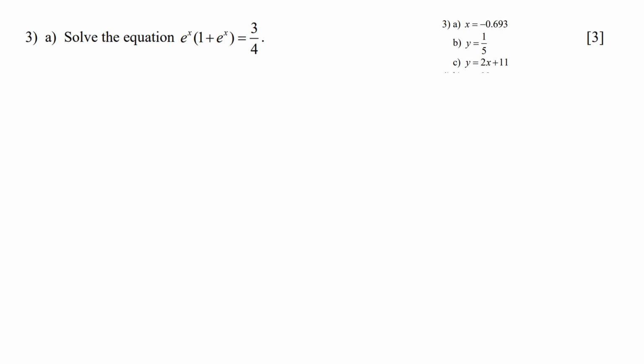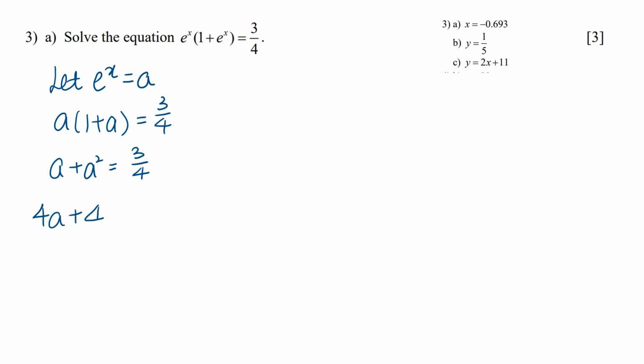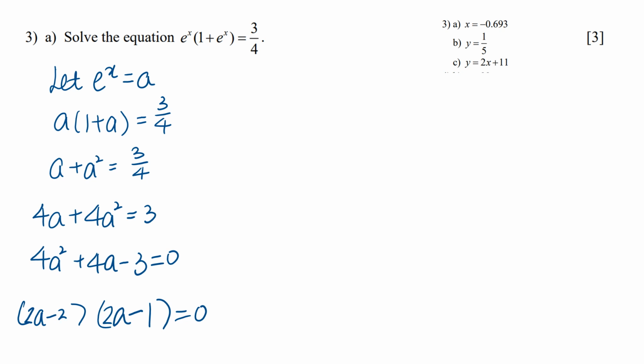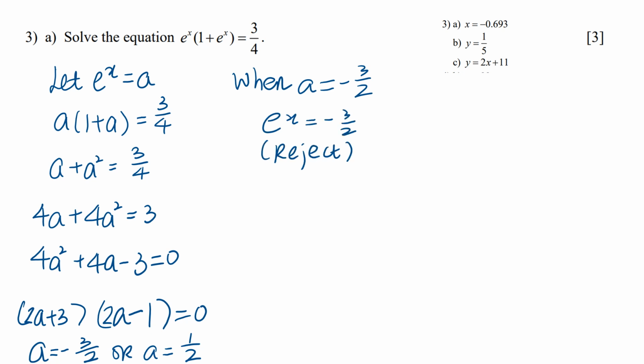For this question, if we replace e to the power x with the letter a, let's see what happens. You end up getting a times (1 plus a) equals 3/4, right? Can you see that you actually end up with a quadratic equation that you're familiar with? And for a quadratic equation, you factorize it. From there, you can find the values of a, which is -3/2, or a equals half. But since a is a substituted value for e to the power of x, remember to replace it back.